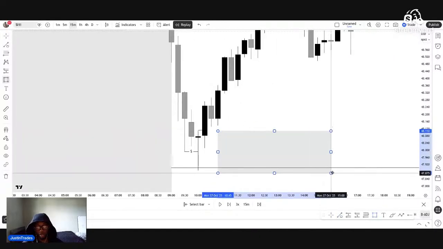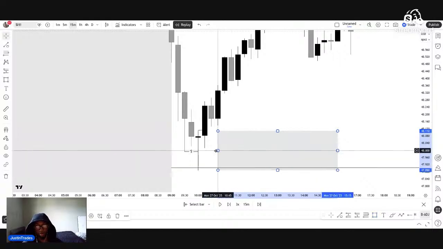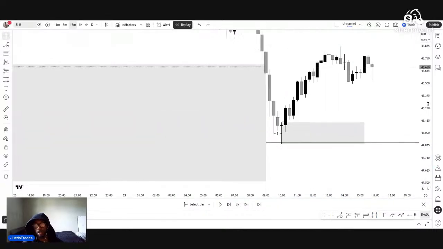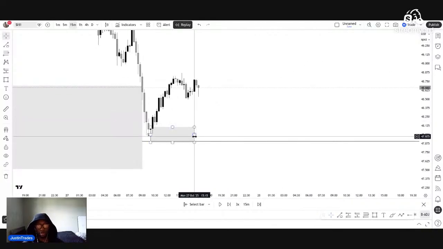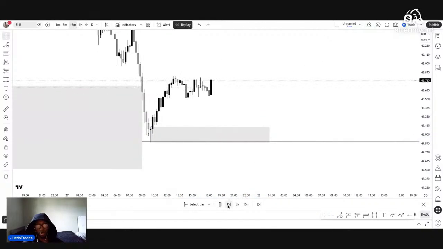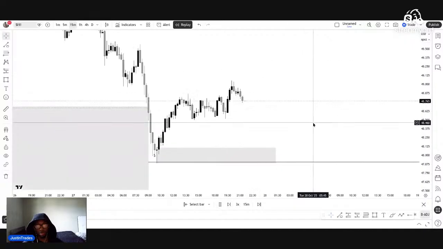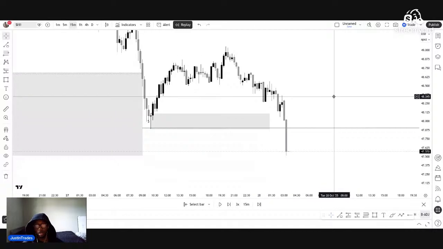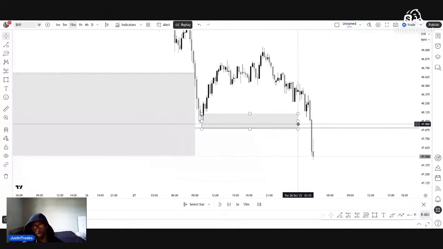This is the area that I anticipated price to tap back into, and it never did. I didn't tap back into it. So this can be an area that I want to see what price does when it gets there. It goes up, sweeping more liquidity, so it's coming back down. Okay, cool. And that's why you don't just enter, right?